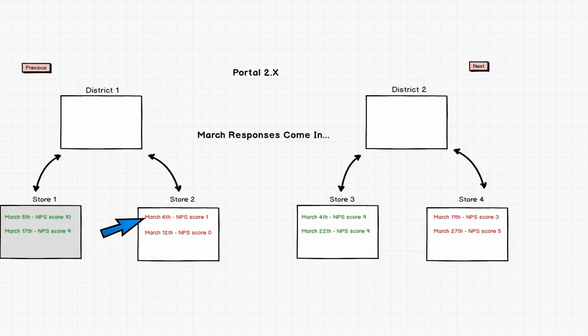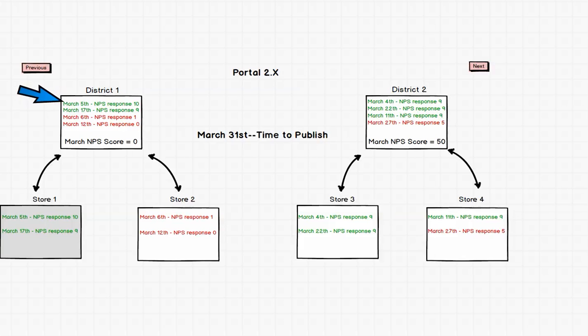Store number 2 also gets some surveys. Store 3 also gets some surveys, and Store 4 as well. When we go to calculate the score for March, it becomes time to publish. We grab the current stores that are underneath District 1, so Store 1 and 2, and then we look at their survey responses, and then we publish a score based on those survey responses for the stores that are underneath it. So in this case, District 1 gets an NPS score of 0 because it had 50% promoters, 50% detractors. District 2 gets an NPS score of 50 because its stores had survey responses where 75% were promoters, 25% were detractors.